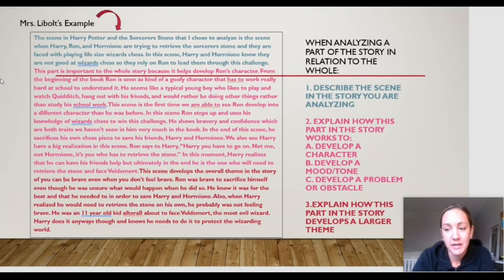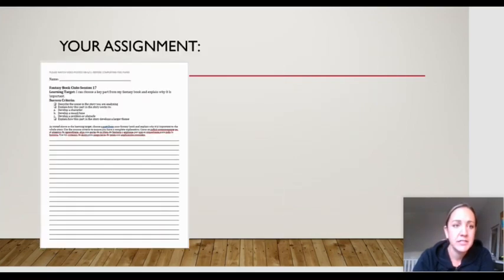All right, so there's my example of analyzing a part of the story and explaining why it's important to the whole story. So your assignment looks like this, and you are going to do that exact thing that I did, except you're going to choose a scene from your fantasy novel that you are reading. Follow that success criteria that I followed, and go ahead and write why that part that you chose is important to the whole story.